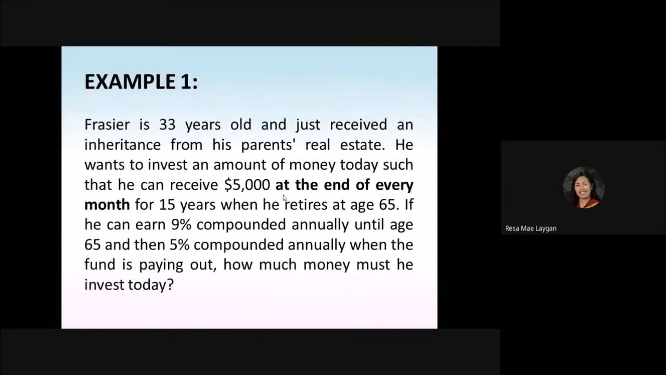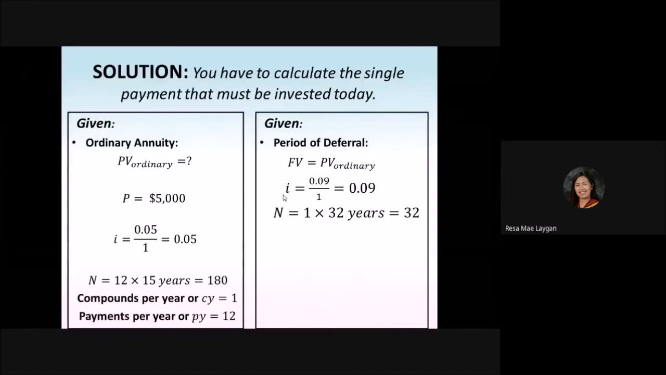Fraser is 33 years old and just received an inheritance from his parents' real estate. He wants to invest an amount of money today such that he can receive $5,000 at the end of every month for 15 years when he retires at age 65. If he can earn 9% compounded annually until age 65 and then 5% compounded annually when the fund is paying out, how much money must he invest today? In this problem, you have to calculate the single payment that must be invested today.